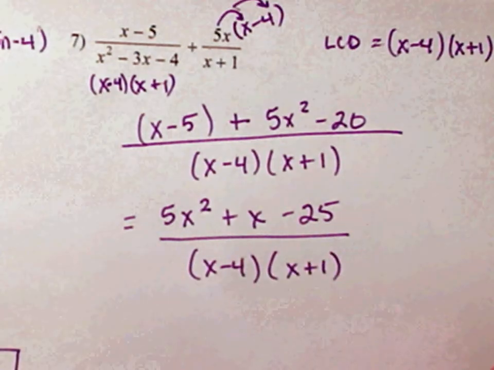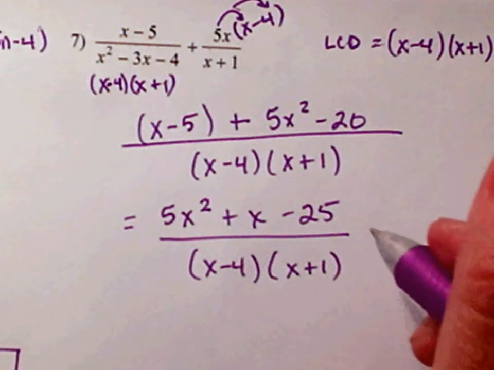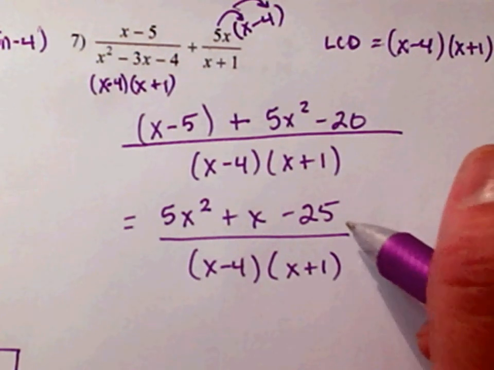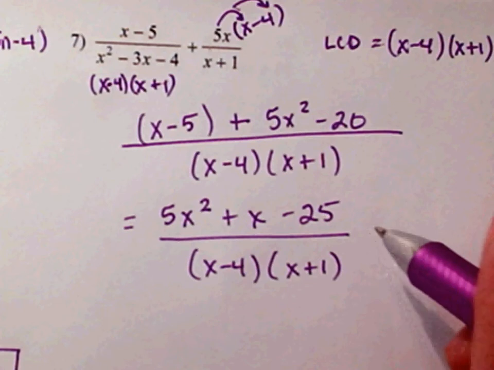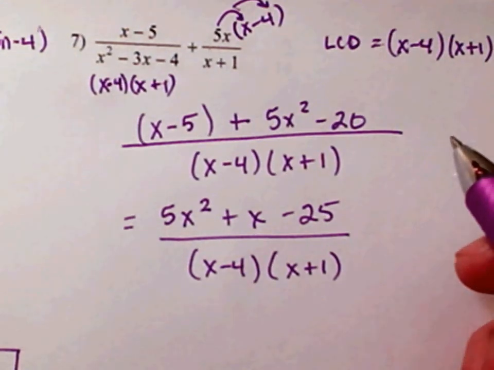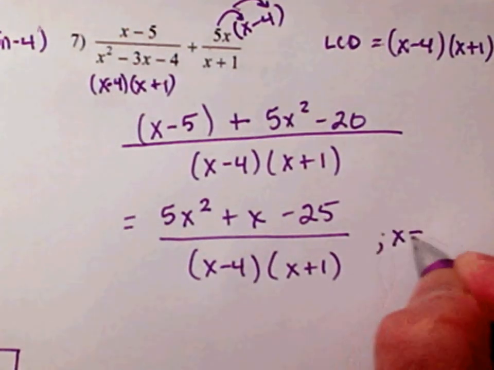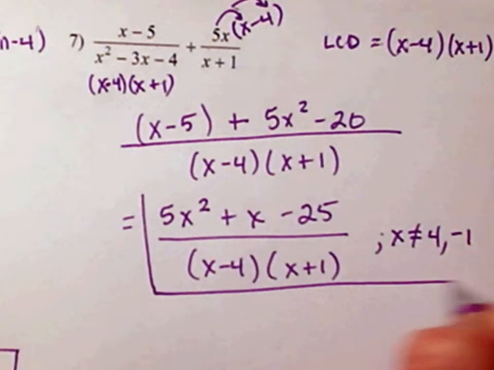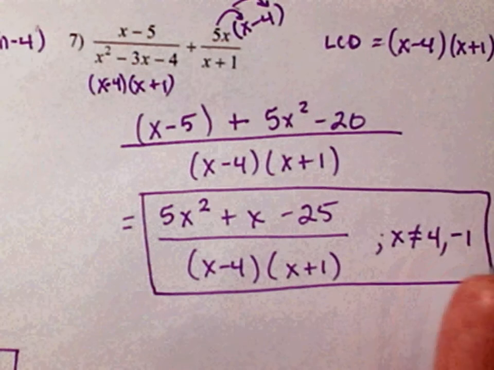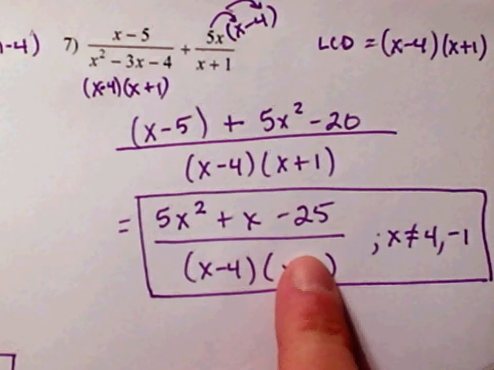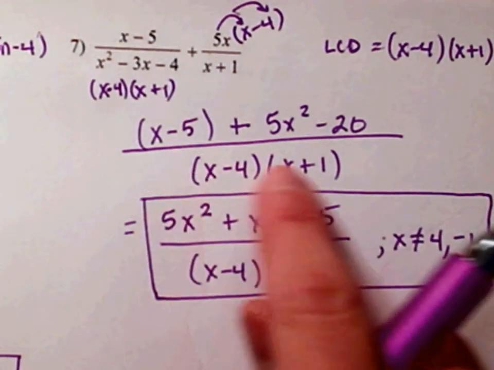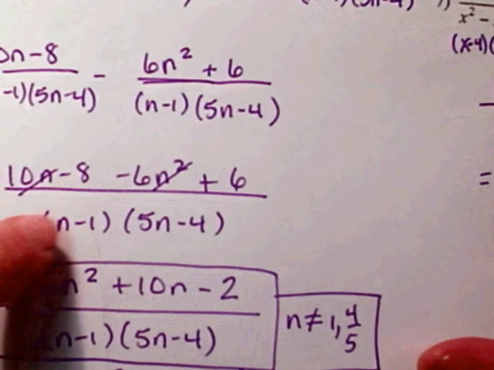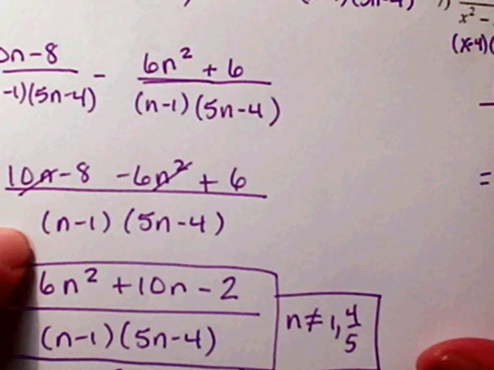Now you can try to factor that if you want to, but you will see how this is as low as it's going to go, so you can leave your answer in that form. And x cannot be 4 nor negative 1. All I did in this one compared to the one before is that I just went ahead and skipped to this step right here where I combined them instead of writing separately. But it's the same thing.